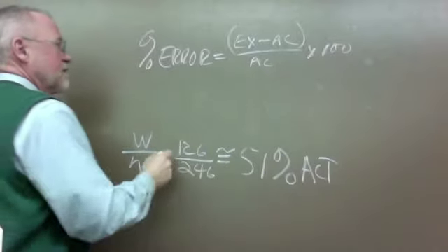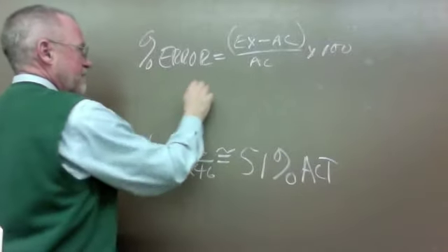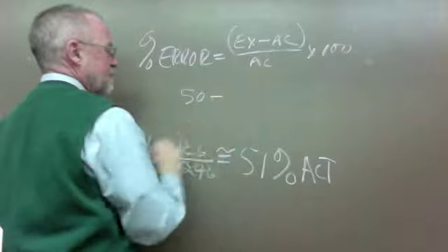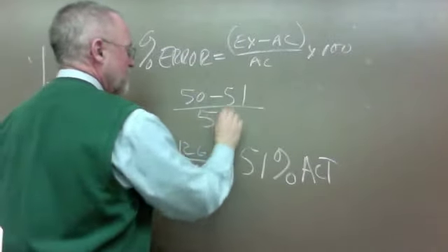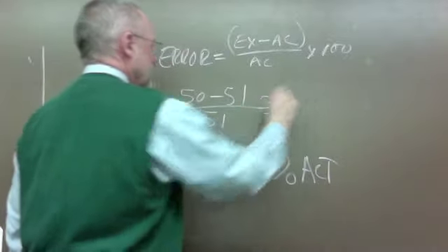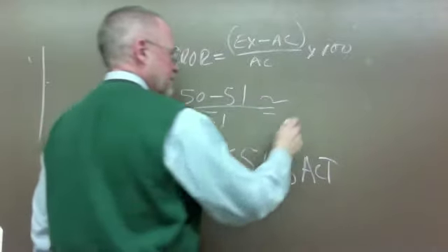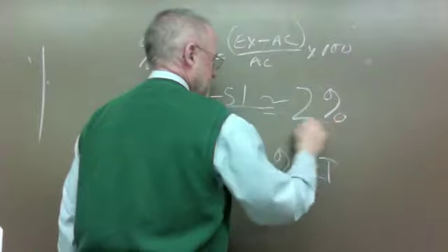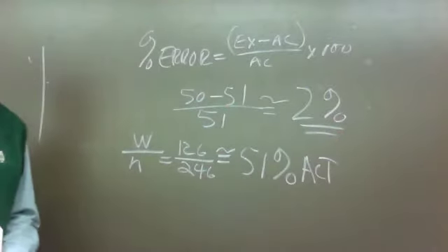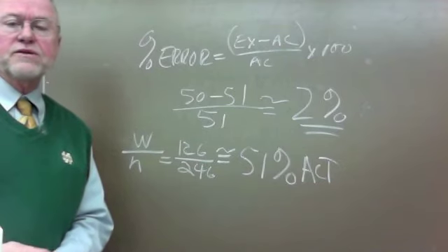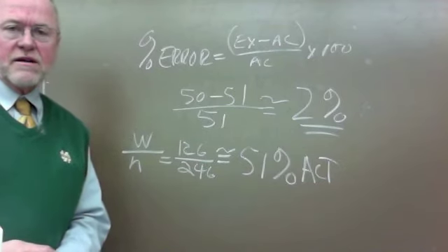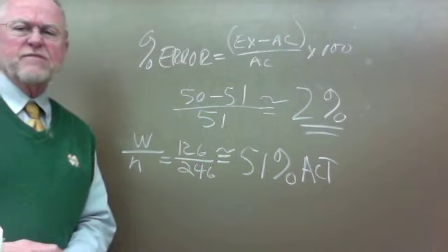Okay, so here we had 50, and then 51 was the accepted value all over 51, okay, which is going to be approximately 2% error when you do the math. So that is how you do this lab with percent of water in a hydrate. I hope that helps.